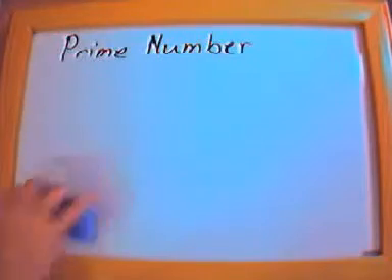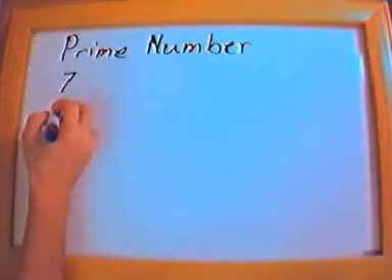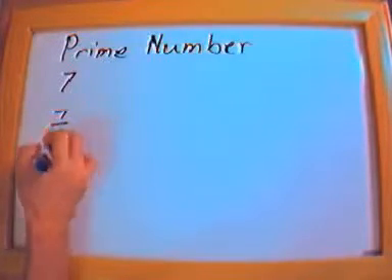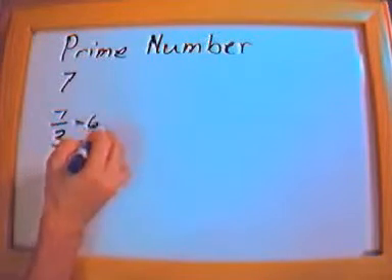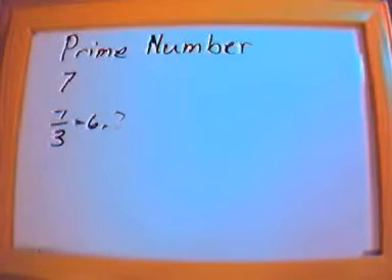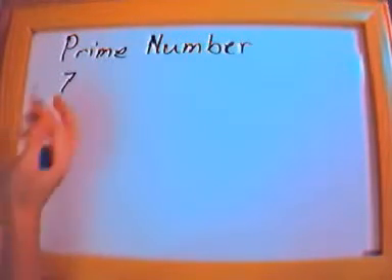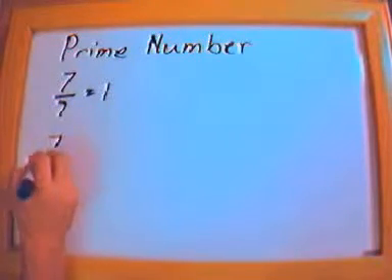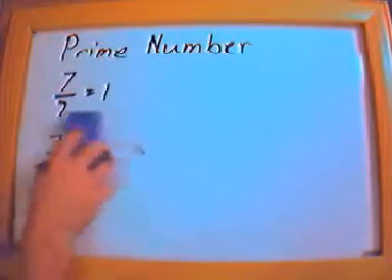Another example is 7. 7's a prime number. If you divide 7 by 3, there's going to be 6 point something. Do that in your calculator. And it does not equal a whole number. So 7 is another number that can only be divisible by itself. 7 over 7 is 1, and 7 over 1 is 7. Those are the only two numbers that can be divided into 7 to give you a whole number. So that's a prime number.